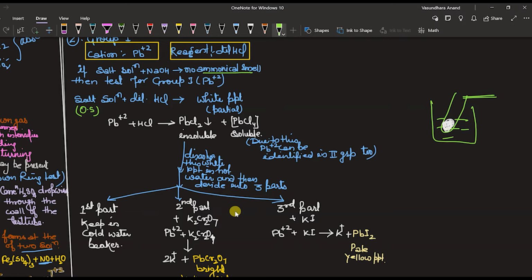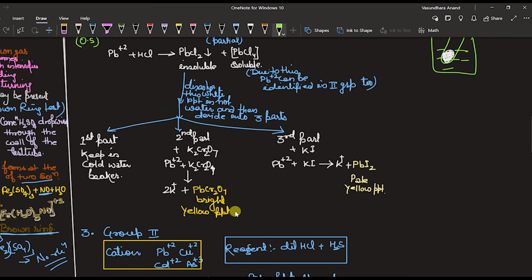In the second part, you have to add K2Cr2O7. It will react with lead to form a bright yellow PPT of PbCr2O7. Okay, somewhere you can see that PbCrO4 भी आपको दिखेगा, that is no problem. K2CrO4 भी use कर सकते हैं, K2Cr2O7 भी use कर सकते हैं. In both cases, it will give you a bright yellow PPT only.